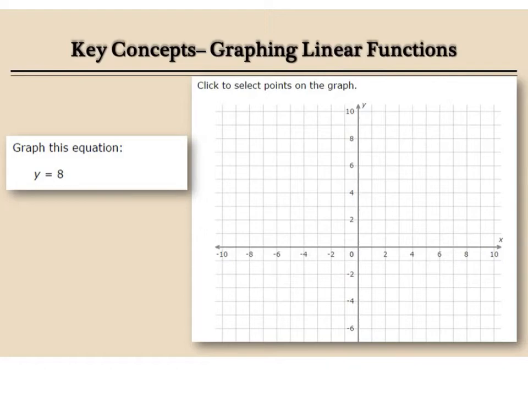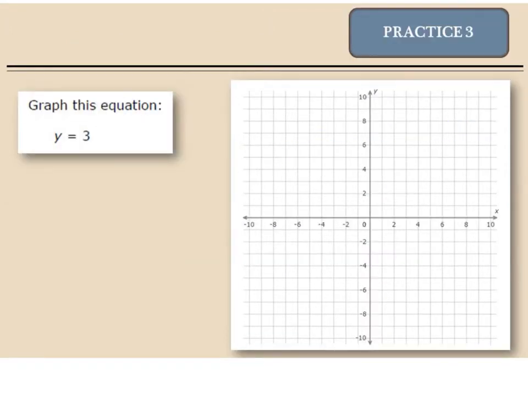So I just come up someplace and put a point on 8, and anywhere else, I'm going to put another point on 8. And because I know it's a horizontal line, there's my graph of y equals 8. Now it's your turn. Graph the equation y equals 3.